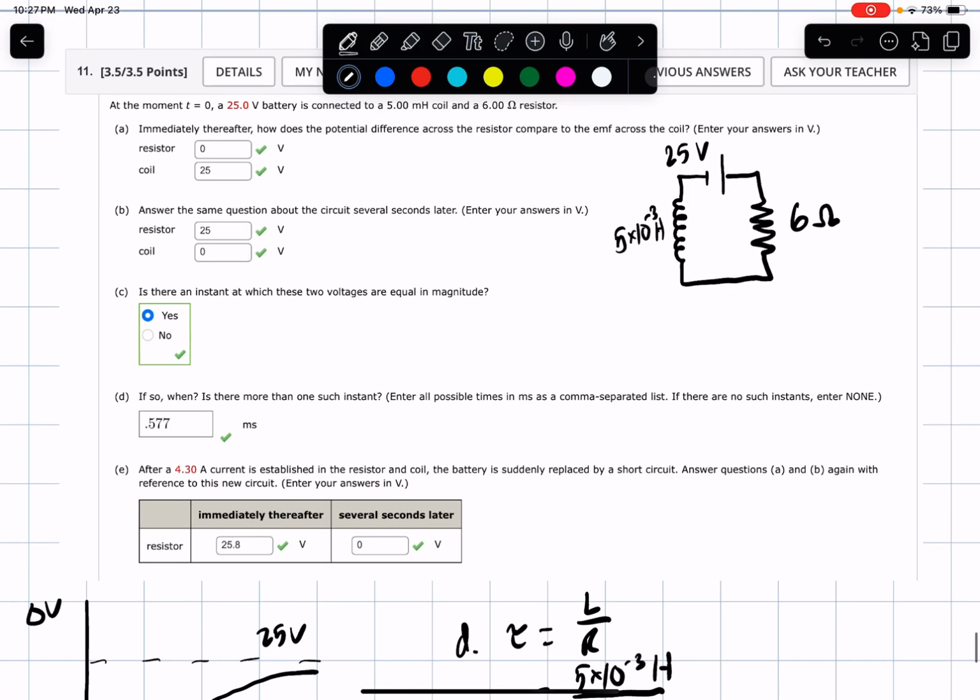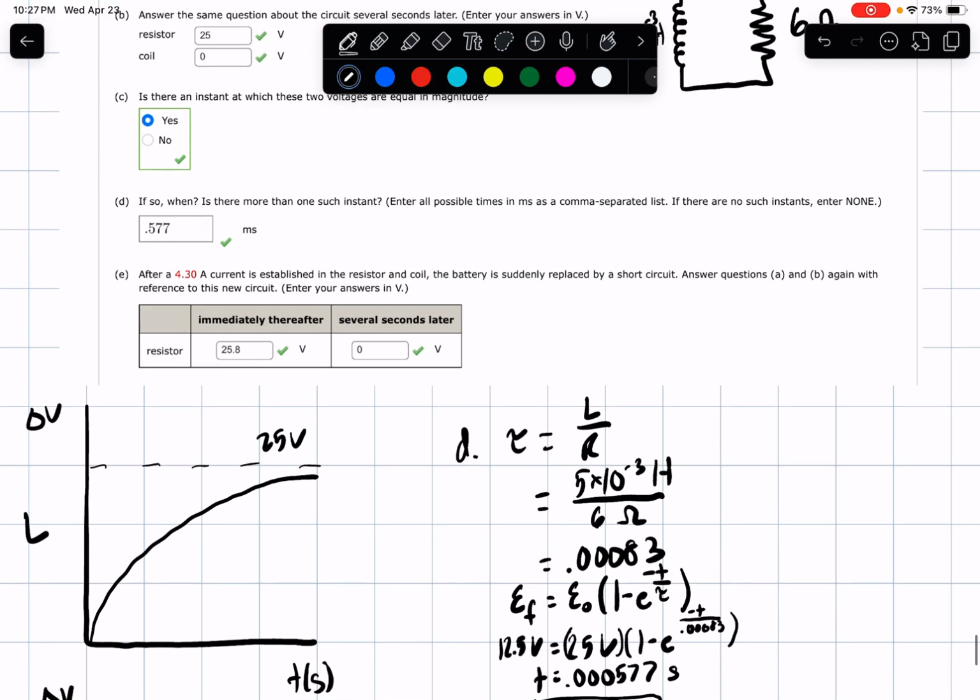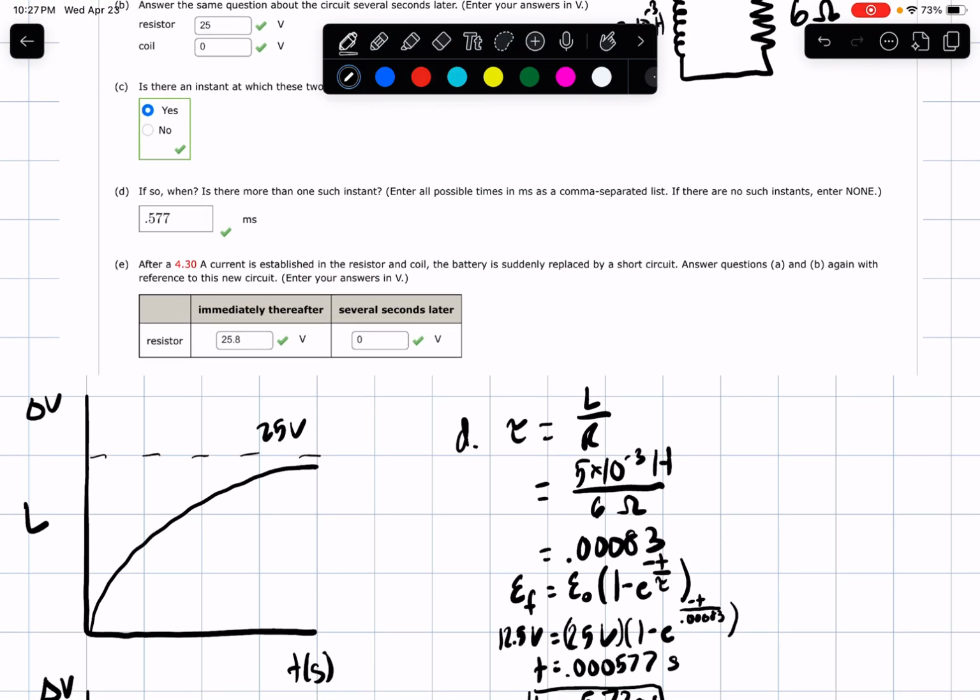And several seconds later, remember how it looks? It'll start up there, but then eventually it'll be less and less, your potential difference, until, several seconds later, by time equals infinity, that will reach 0 volts. So, yeah, that is why your answers are 25.8 and 0 several seconds later.